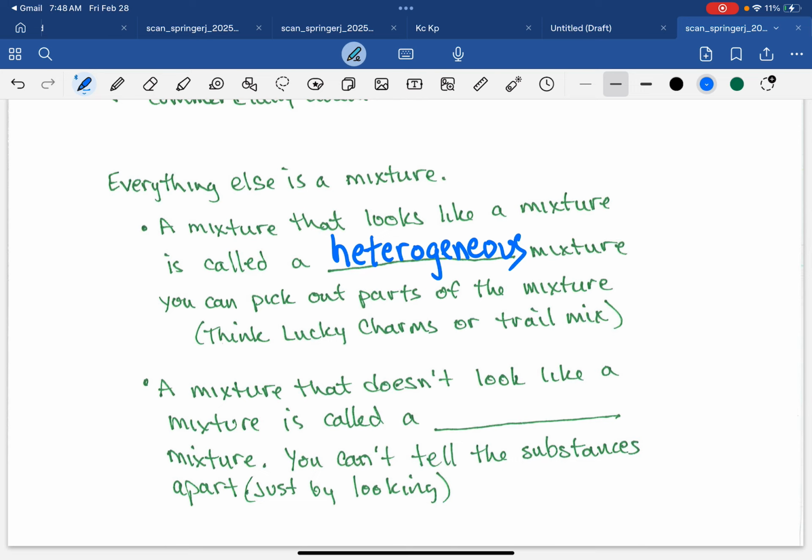A mixture that doesn't look like a mixture is called a homogeneous mixture. You can't see the different substances. You can't tell what's in it, okay? So like black coffee, Kool-Aid, things like that. Things that just look the same all the way through. If you didn't know better, you would think they were just one thing.